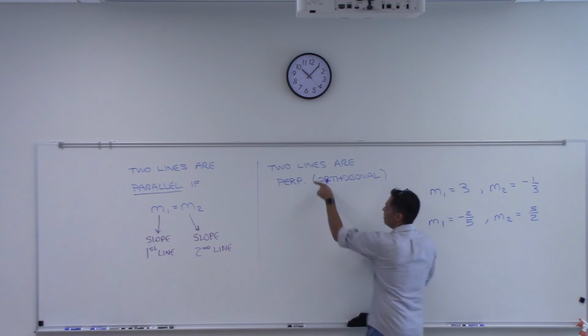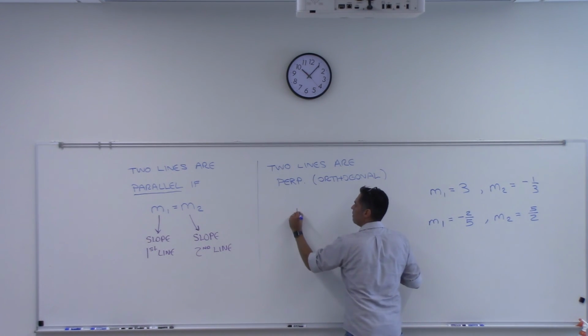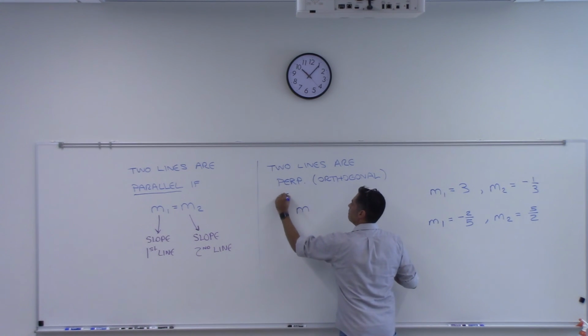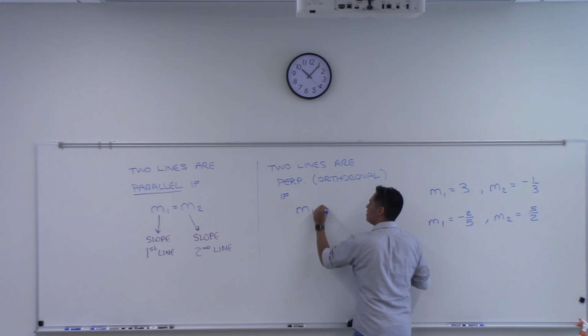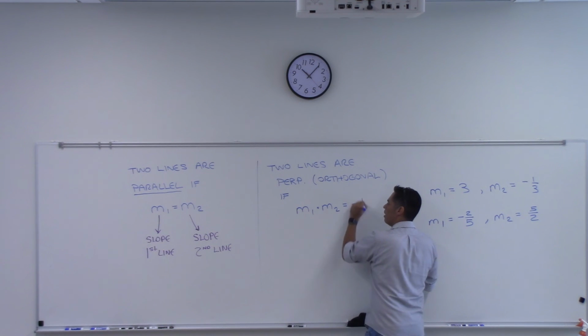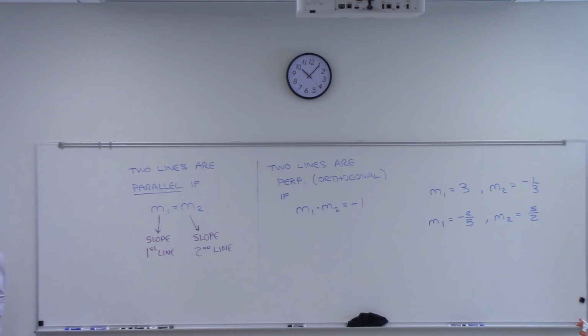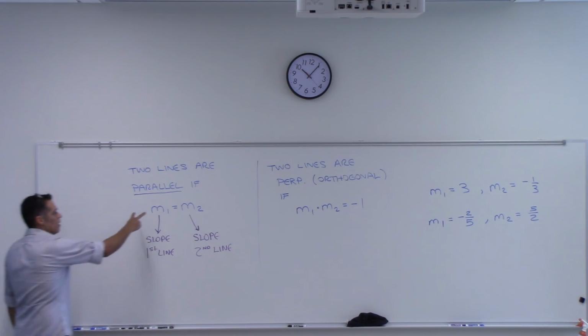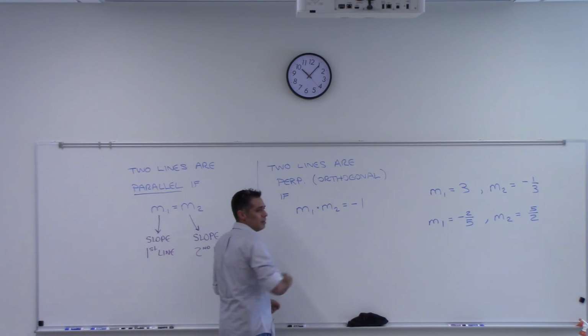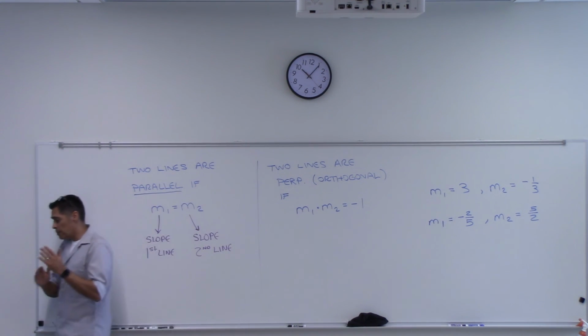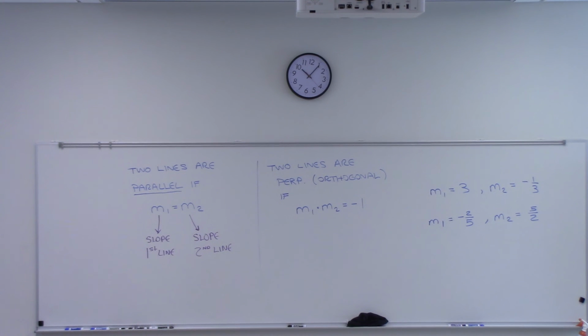You could say they're orthogonal if M1 times M2 is negative 1. If the two slopes multiply to be negative 1, you're looking at perpendicular lines. If the slopes are the same, they're parallel. If the lines are perpendicular, their slopes multiply to be negative 1.